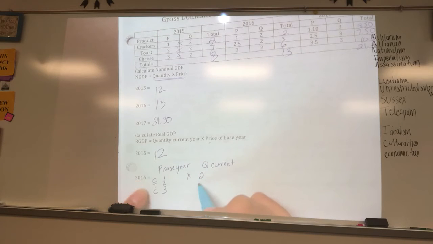2. What's the quantity for toast? In 2016? 2. What's the quantity for cheese? And what do I need to do to each one of these? Okay, so 1 times 2 gives me, 2 times 2 gives me, that gives me, total it up.